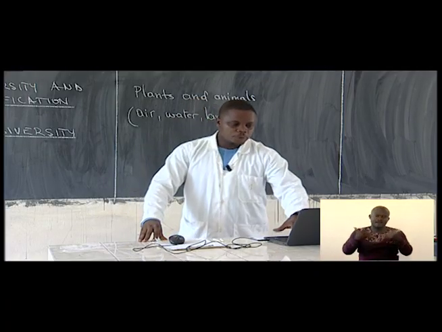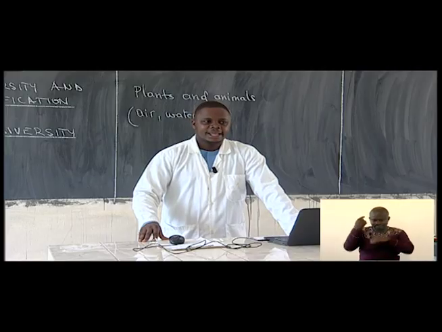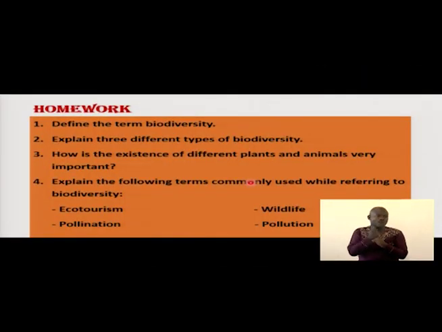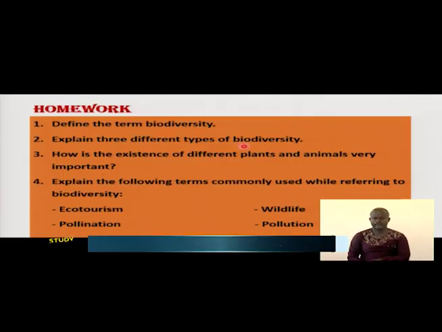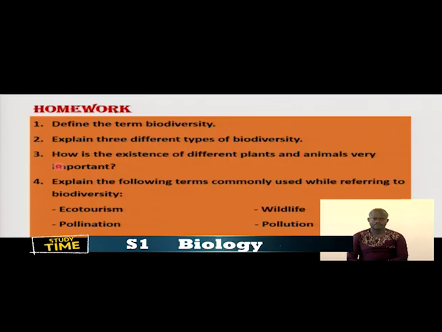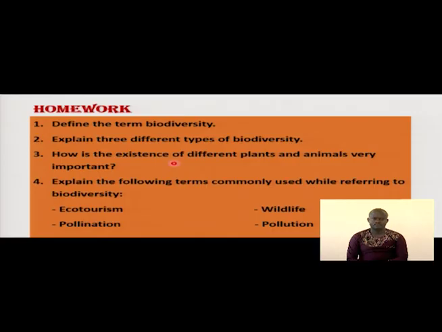Now, before we end our lesson today, this is the homework to test your level of understanding. Question number 1. Define the term biodiversity. Question number 2. Explain 3 different types of biodiversity. Question number 3. How is the existence of different plants and animals very important?